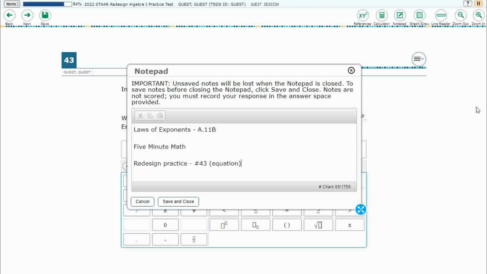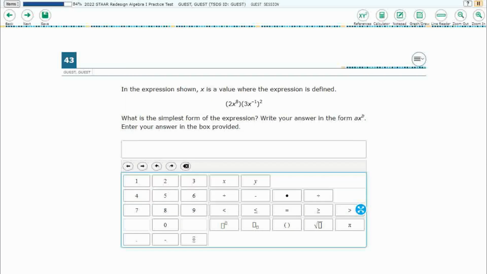Today we are looking at the Algebra 1 concept of laws of exponents. This is standard A.11B in the great state of Texas, and we are using item number 43, which is a new item type called equation on the Redesign Practice Online STAAR test. If you haven't done so already, please go ahead and take a moment to pause the video, work this problem out on your own, unpause it, and we will look at our answers together.